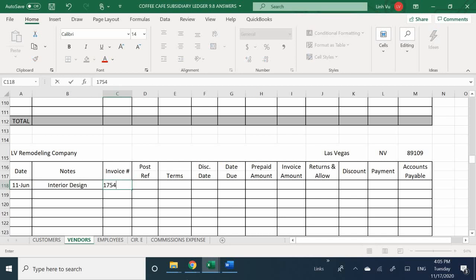Invoice number 1754. Post reference again is general journal number 4. Terms. We're given that it's due in 4 days. So we have no discount date, but when is this bill actually due? On the 15th of June. So June 15th. All right. There's no prepaid for this because it's a subcontractor, and we were billed for $1,890. We didn't make a payment, so therefore my total amount that I owe to LV Remodeling is going to be $1,890. Yes.